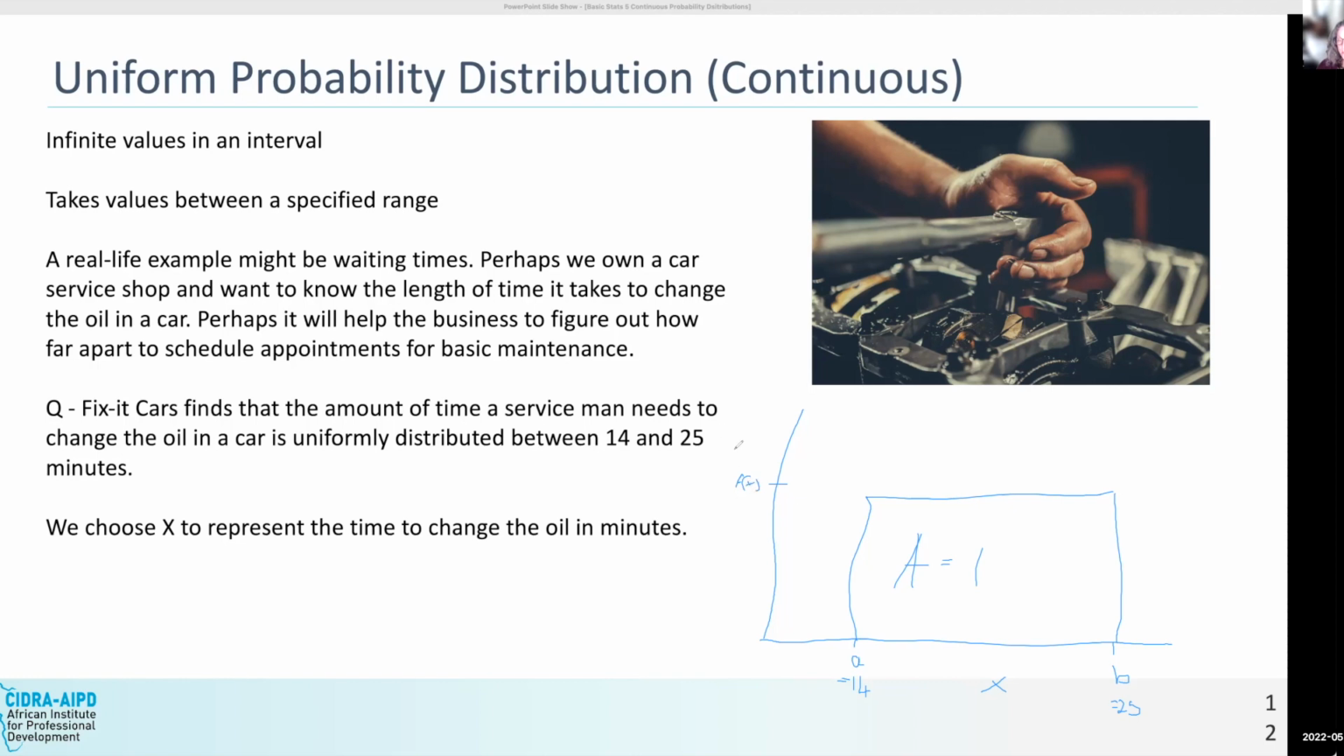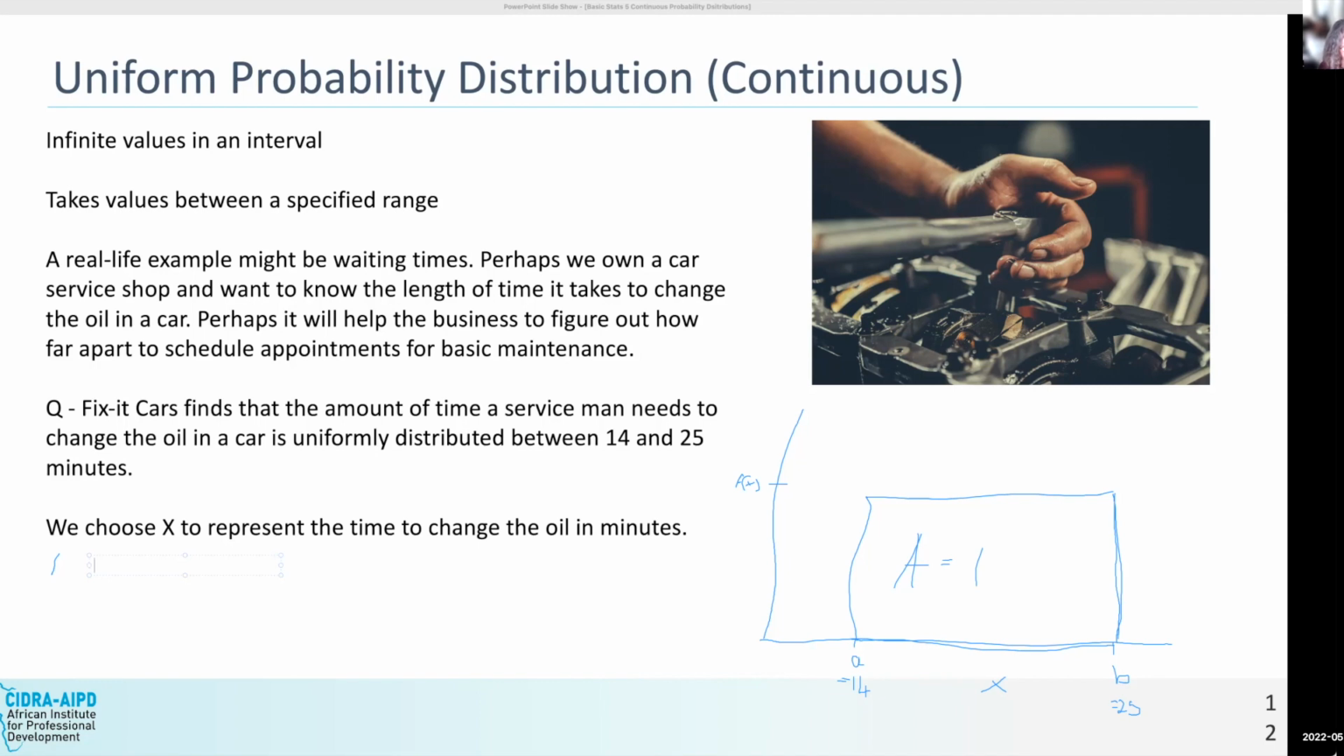Now, how do we figure out what this f of x value is? Well, what you can see here is the area under the curve is 1, and we don't need to do any integration or anything in this case to find out what this is, because this is a rectangle. So once we've recognized that that's the case, we know that the area of a rectangle is this distance times this distance, base times height, right? The base calculation is going to be 25 minus 14.